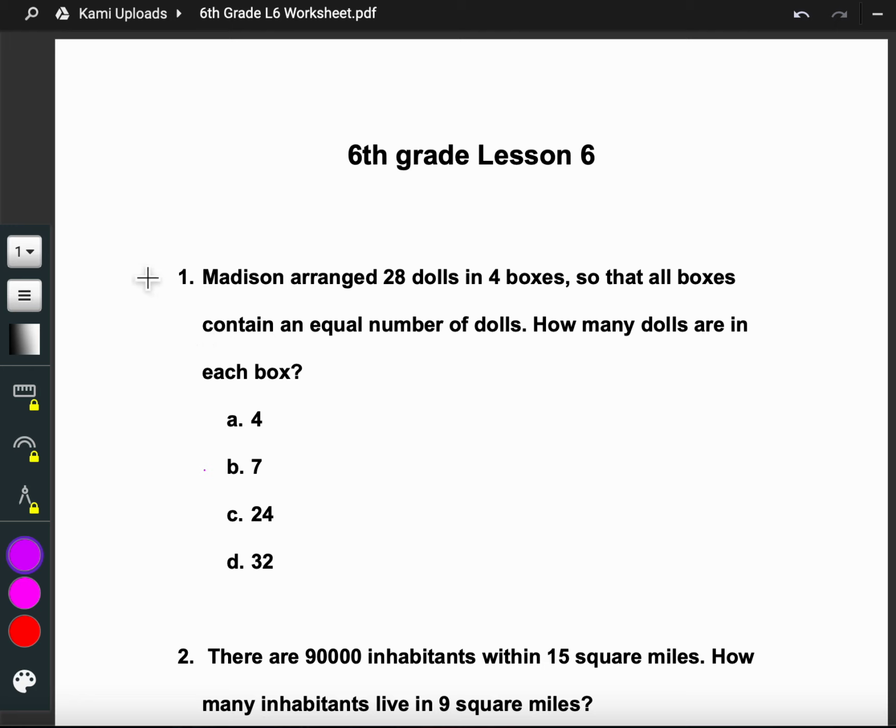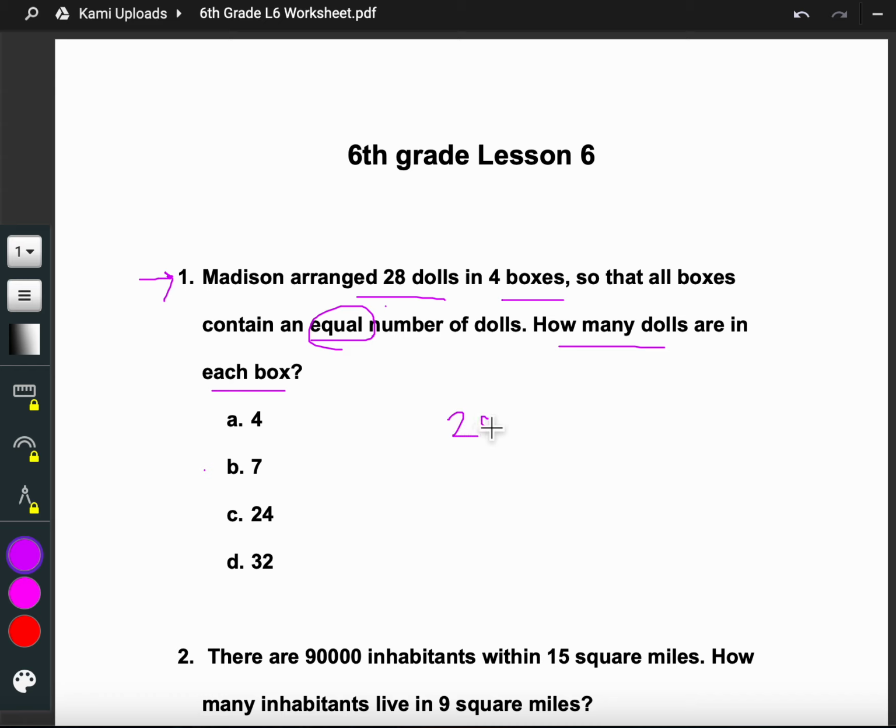Okay, so let's look at number 1. Madison arranged 28 dolls in 4 boxes so that all boxes contain an equal number of dolls. How many dolls are in each box? So we know that there's 28 dolls, and they're in 4 boxes. So to find out how many are in each box, you simply have to divide it.